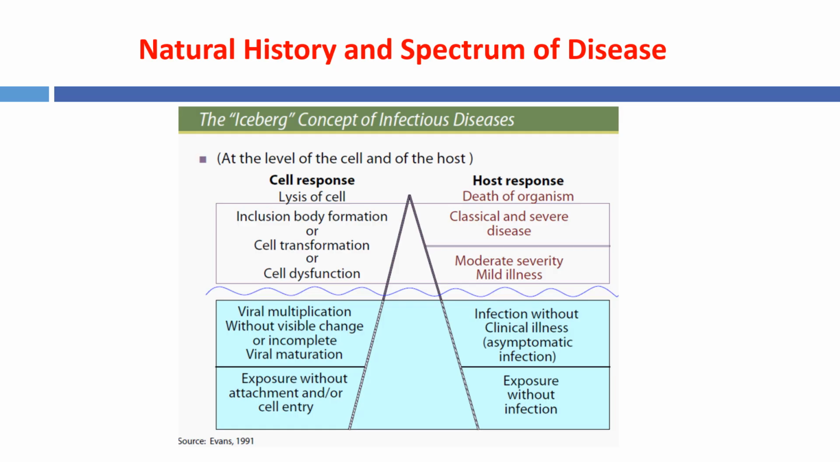If we go a step up, the infection starts, but with subclinical illness, asymptomatic infection. On the left, there is the cell response, where viral multiplication starts, but without any visible changes on the body, or incomplete viral maturation. Here, up there, we have the sea level.